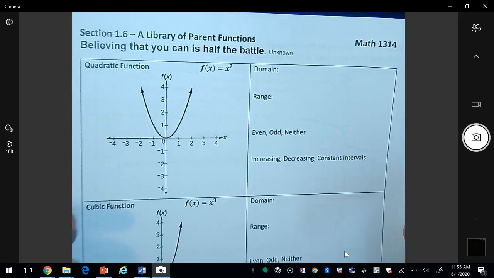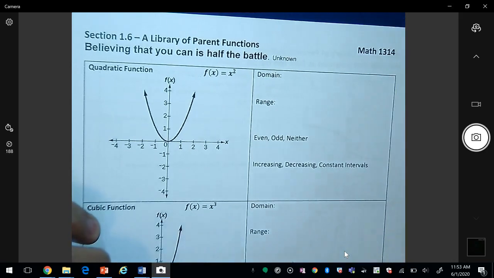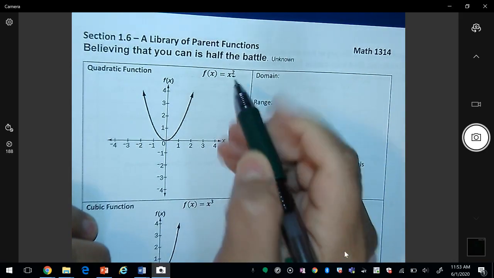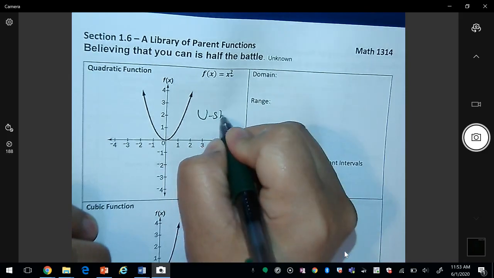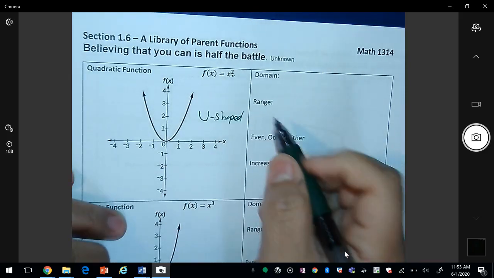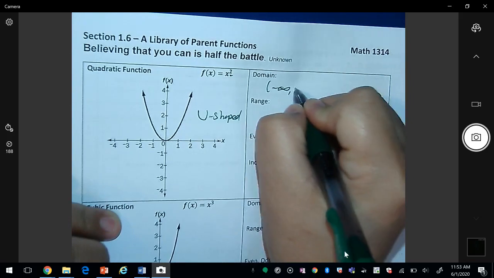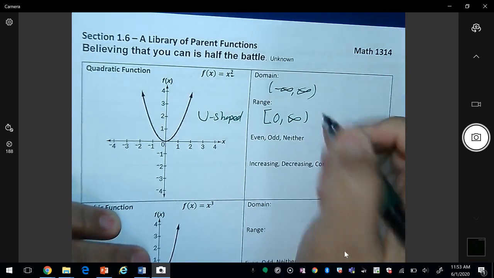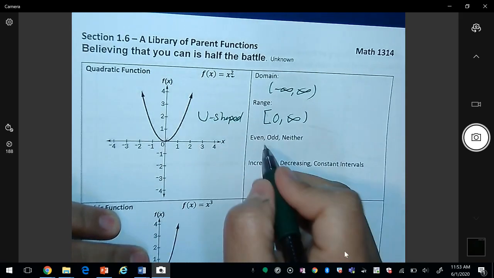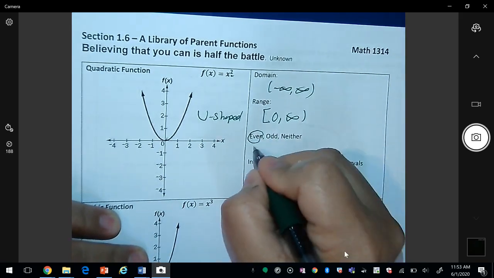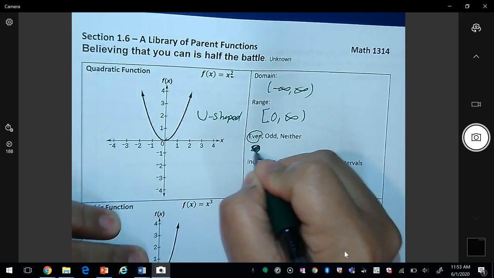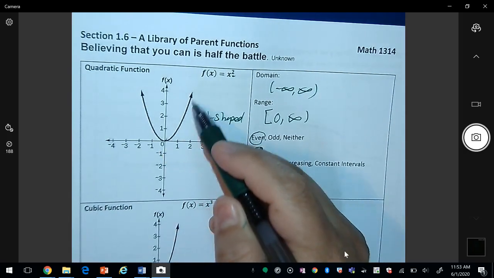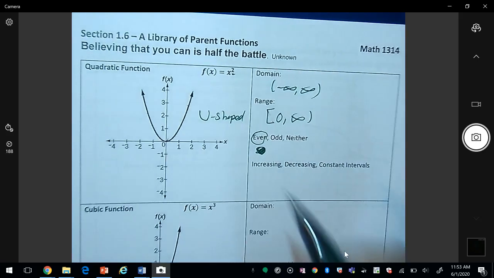The next one is the quadratic functions. And these are going to be quadratic if the highest exponent of x is a 2. And this is a U-shaped graph. And so the domain goes from negative infinity to positive infinity. The range goes from 0 to infinity, 0 to infinity. And then this also has symmetry on the y-axis. So we say that the graph is even, since it has symmetry on the y-axis. If I fold it, this will land on top of this.